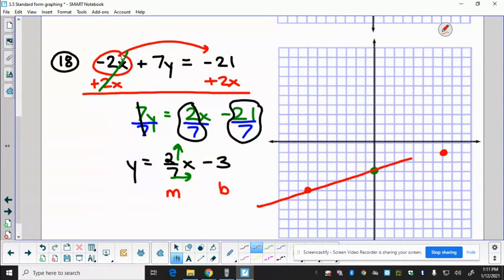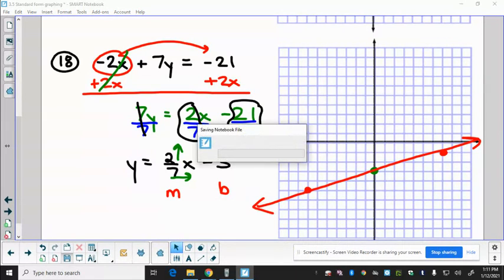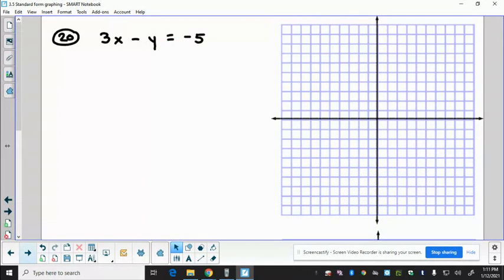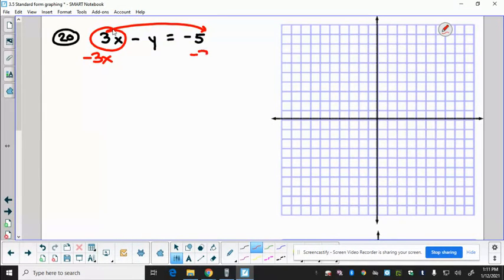Couple more practice problems. Let's try number 20. All right, I'm going to move this 3x to the other side by subtracting it. Now, let's see what this looks like now. I'm going to put that 1 in there with that y. I think it will be helpful. So I'm going to drop this term down here. It's -1y. I will write the -3x first, then the -5.